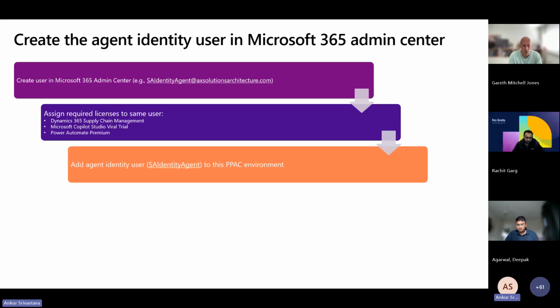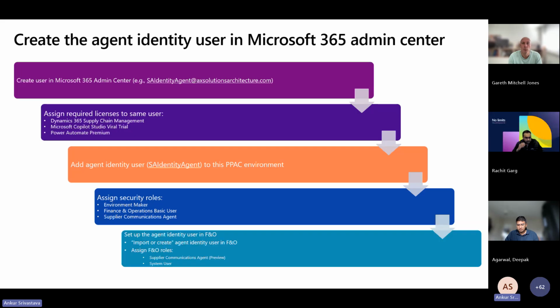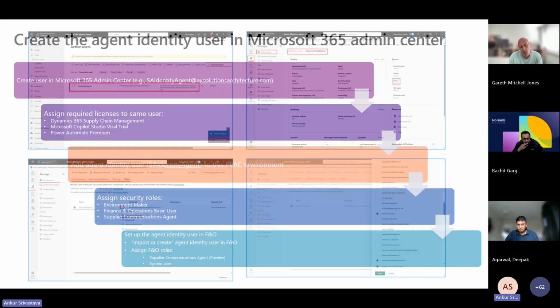Now, add agent identity users to this particular environment in the PPAC center. After that, we need to assign security roles, and then also set up the agent identity user in FNO. Let's see how it looks.